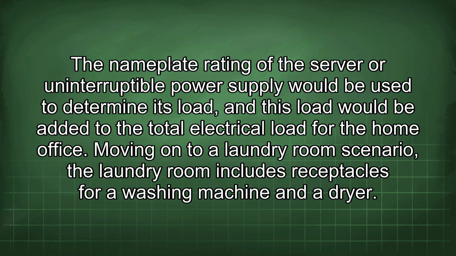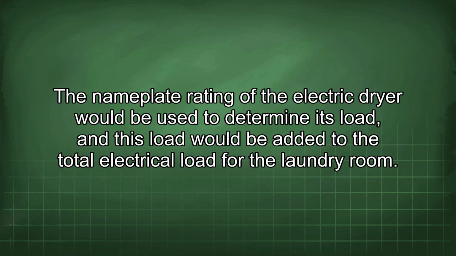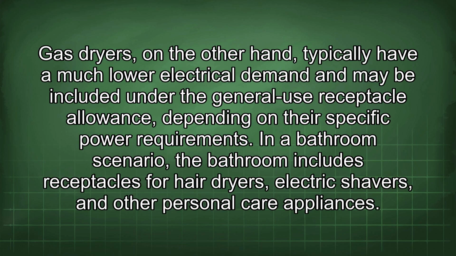Moving on to a laundry room scenario, the laundry room includes receptacles for a washing machine and a dryer. The washing machine is typically considered a general use receptacle and would be included under the 3 volt amps per square foot allowance. However, the electric dryer is a high-power appliance that requires separate consideration. The nameplate rating of the electric dryer would be used to determine its load, and this load would be added to the total electrical load for the laundry room. Gas dryers, on the other hand, typically have a much lower electrical demand and may be included under the general use receptacle allowance depending on their specific power requirements.